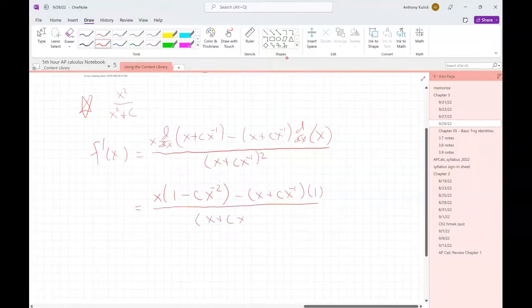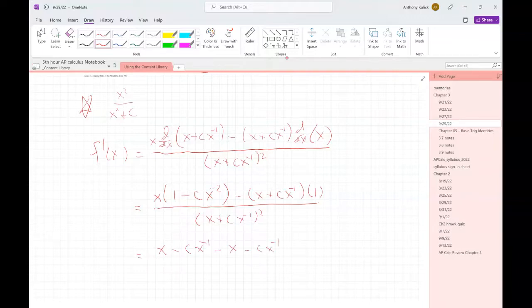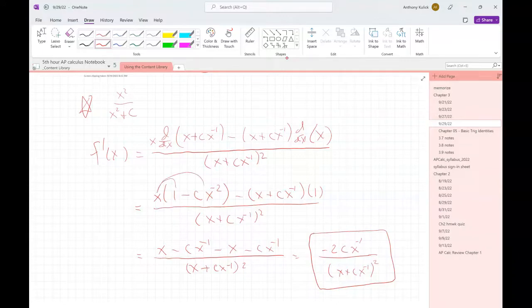Yeah, looking at mine. So as I simplify down, I get negative 2cx to the negative 1 over x plus cx to the negative 1 squared. And I'd probably just leave that as my answer. Why do you write cx to the negative 2 in the middle? Well, when I distribute this, I add the exponents. So negative 2 plus 1 becomes negative 1. Yeah. Yep, those are good questions. Again, I did the simplifying and didn't say anything. And if you didn't catch what I did there, it doesn't make a lot of sense.